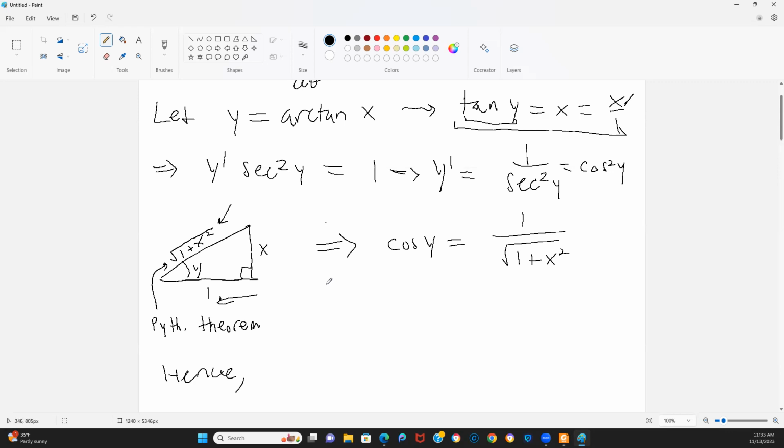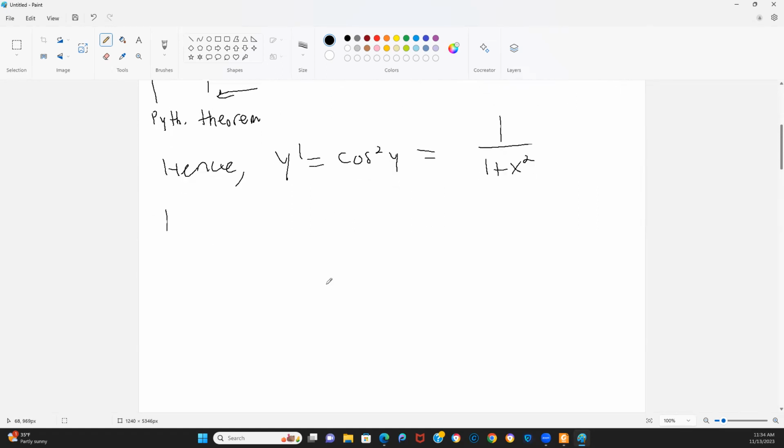Hence, y prime, which is cosine squared of y, is this thing squared. So it's going to be 1 over 1 plus x squared. Hence, the derivative of arctan of x is 1 over 1 plus x squared. That's how you get this derivative if you're in a bind and you can't remember it.